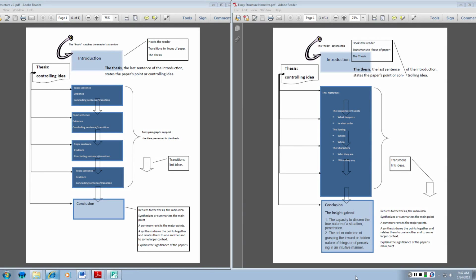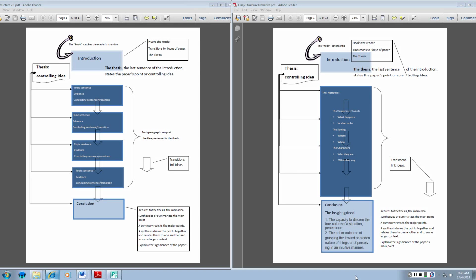Before, we talked about an introduction, a body, and a conclusion: a thesis with a controlling idea, a body made up of paragraphs that help develop the thesis, and a conclusion that returns to the main idea and explains the significance of the paper's topic or main point.